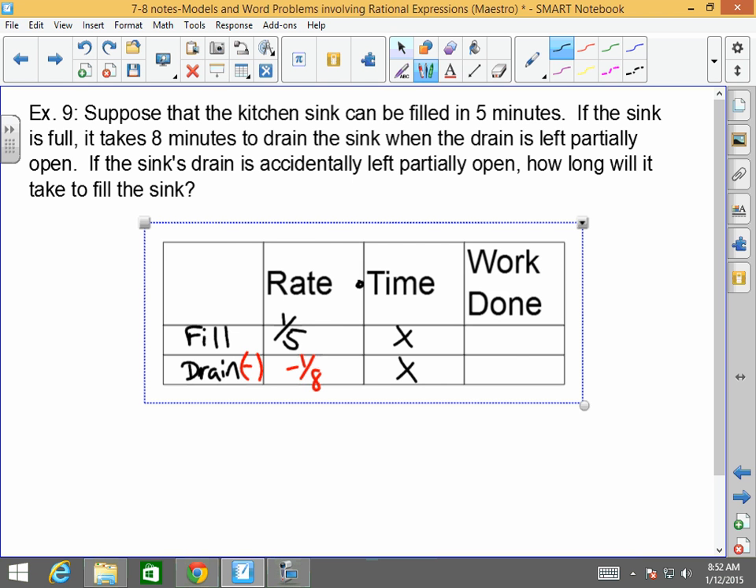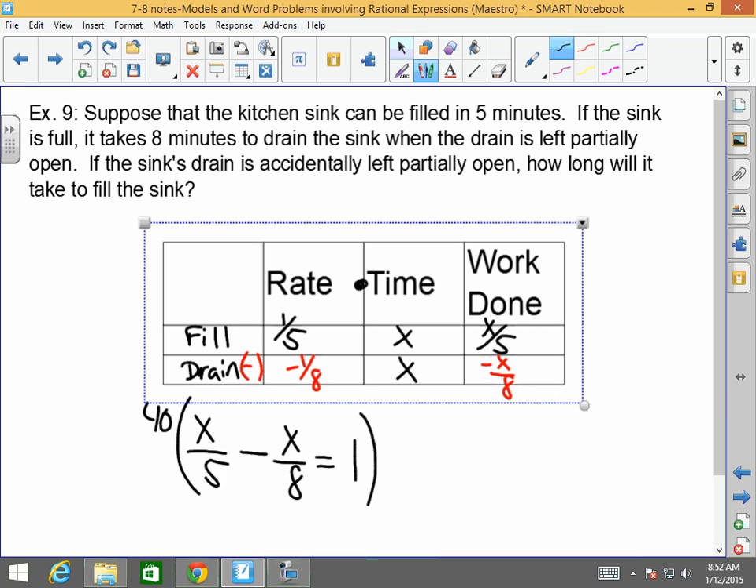Well, rate times time equals work done. So x over 5, and the drain rate is negative x over 8. So the rate at which it is filling minus the rate at which it is draining equals one full complete job. And that one full complete job in this case is filling the sink. Go ahead and multiply everything by 40. We already know how to do this.